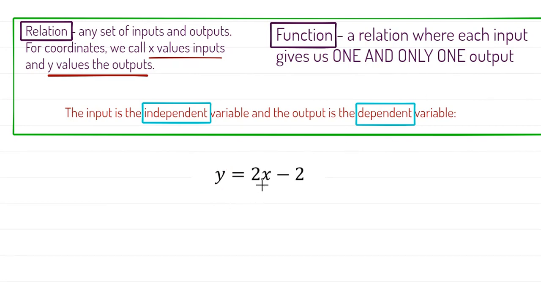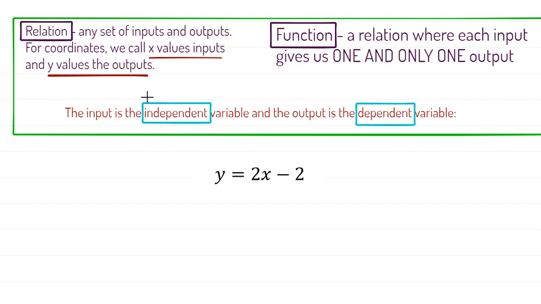If x is 0, 2 times 0 minus 2, then y is negative 2. If x is 1, then 2 times 1 minus 2, that's 0. So y depends on x. X is the independent variable. Y is the dependent variable. So again, the independent variable is the input, the dependent variable is the output. That's a whole lot to cover in just about 3 minutes.